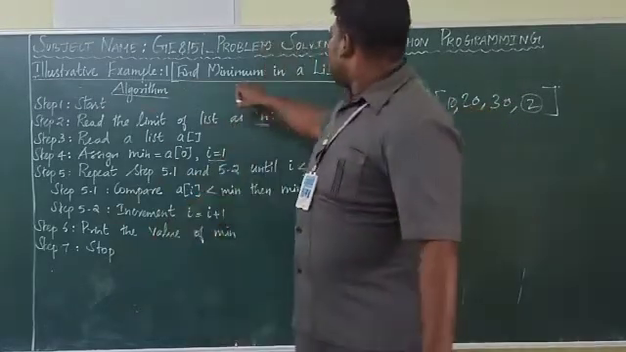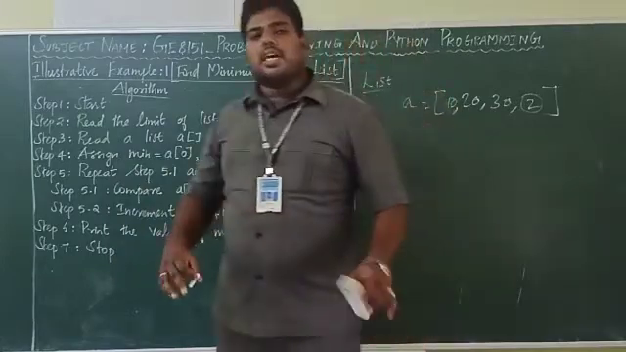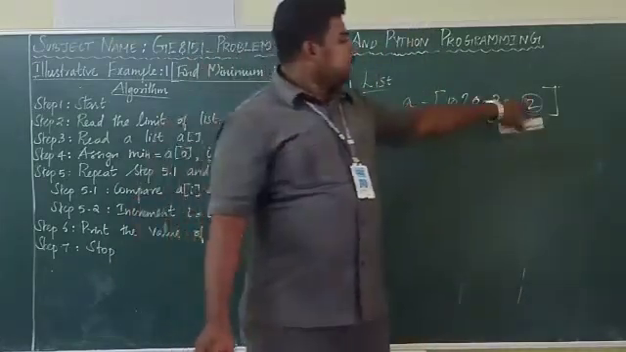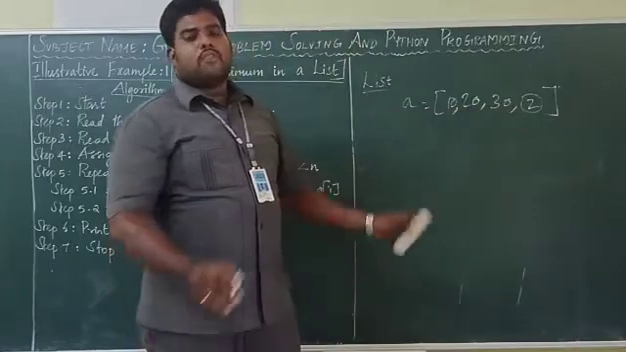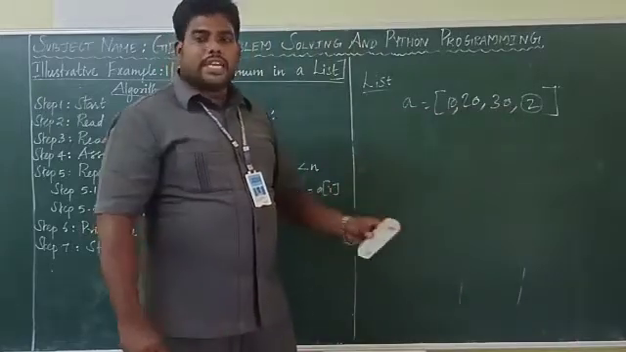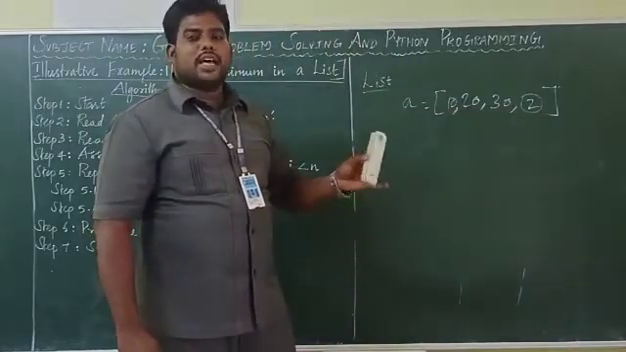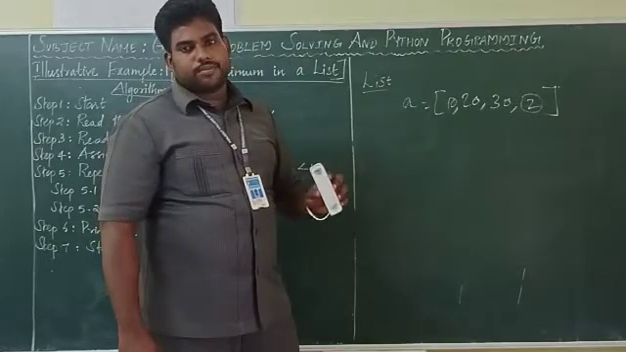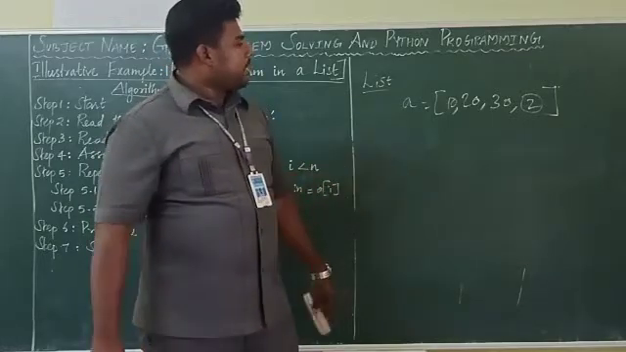That is your question: find the minimum element in the list. Here 2 is the minimum, right? For this, you are going to write the logic as an algorithm. Okay, so how can you find it?